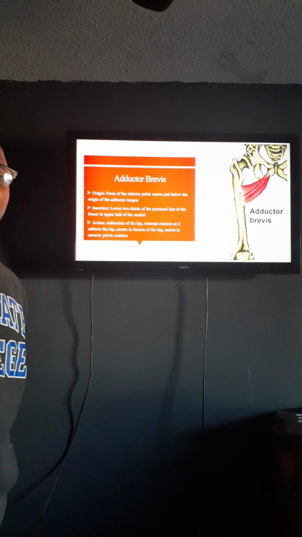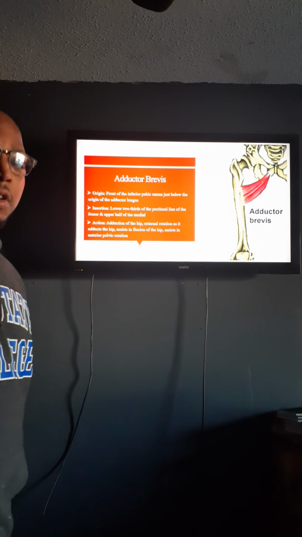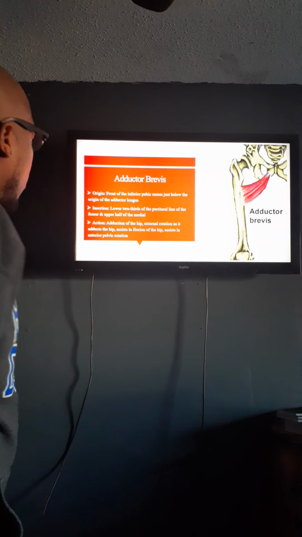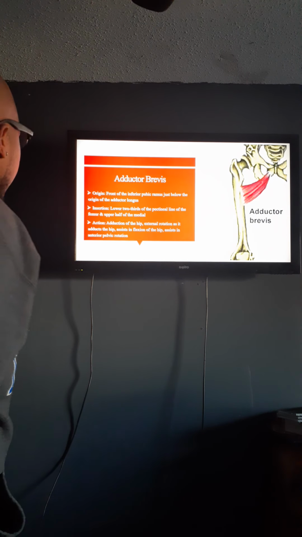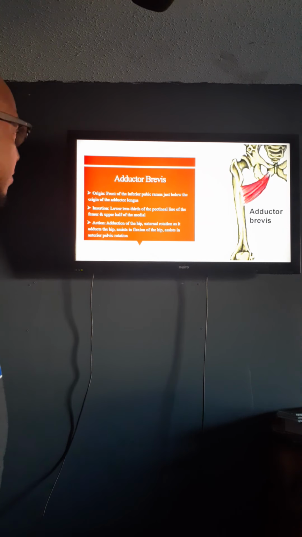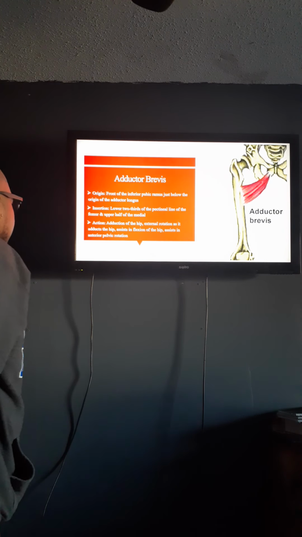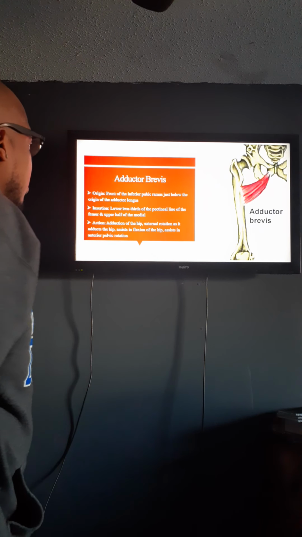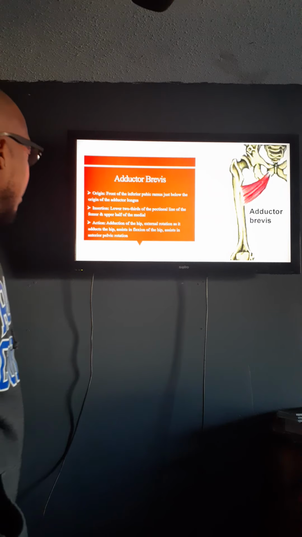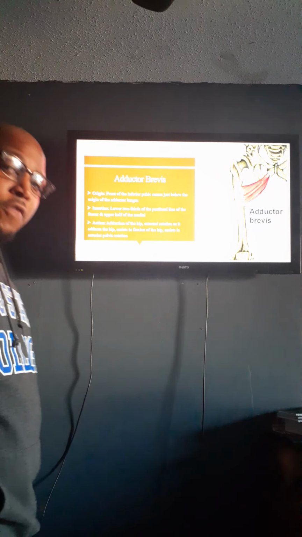So let's get into the adductor brevis, the butter part of the acronym. The origin is the front of the inferior pubic ramus, just below the origin of the adductor longus. Insertion is the lower two-thirds of the pectineal line of the femur and upper half of the medial. Actions: adduction of the hip, external rotation as it adducts the hip, assist in flexion of the hip, and assist in anterior pelvic rotation.